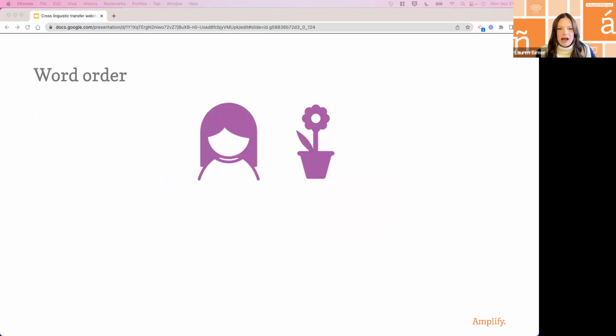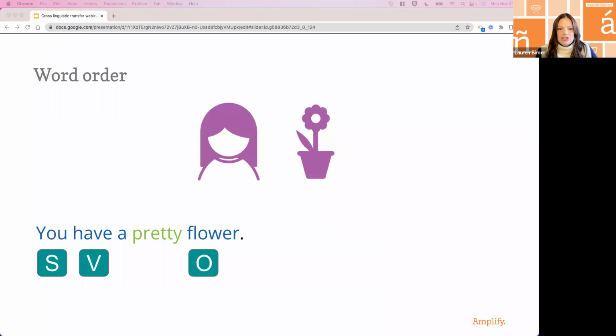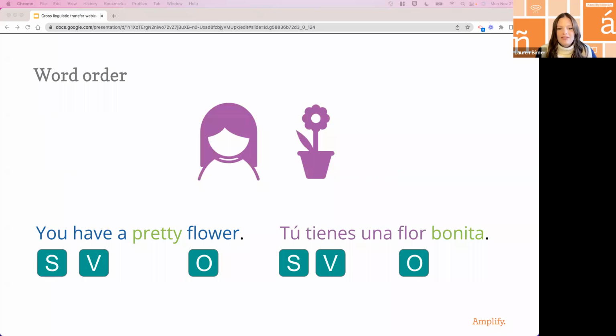So taking a look first at word order, both Spanish and English follow a subject, verb, object word order that transfers easily for students, but there are some subtle differences that really do necessitate that explicit instruction. So in English, we would say, "you have a pretty flower," which follows that subject, verb, object order, while in Spanish, we would say, "tú tienes una flor bonita," right? Which also follows that same order, subject, verb, object. However, in English, adjectives are generally placed before the object, while in Spanish, the adjectives follow the object.